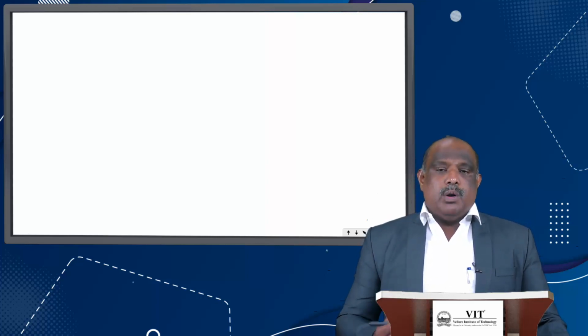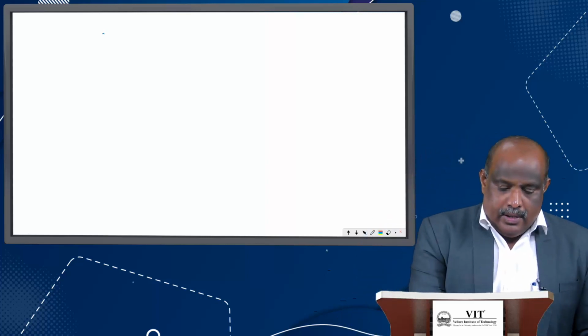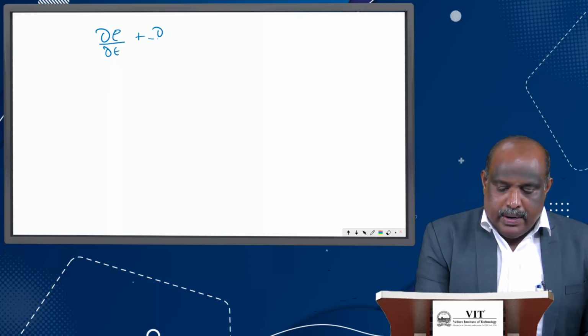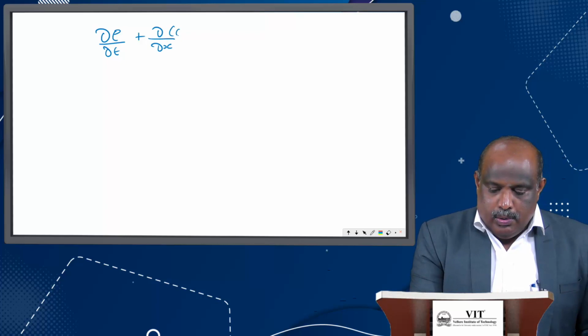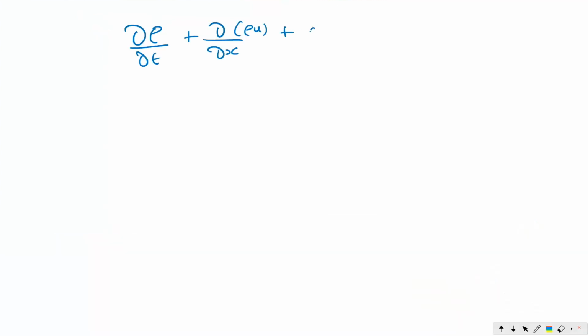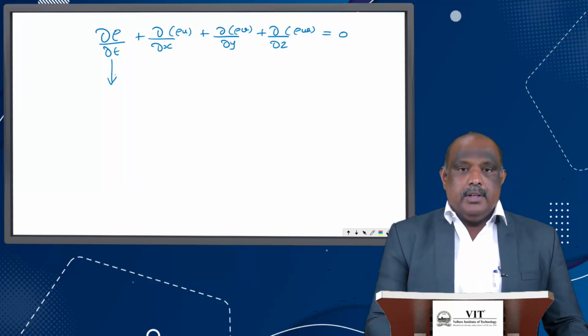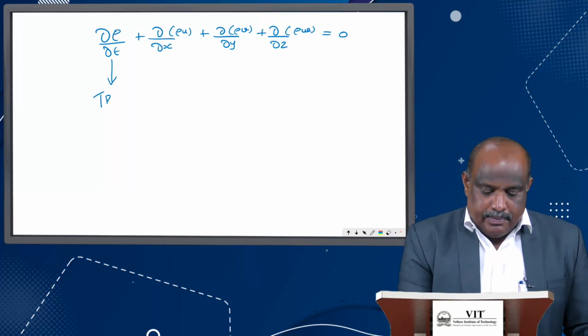Let us now try to explore the continuity equation. ∂ρ/∂t plus ∂/∂x of ρu plus ∂/∂y of ρv plus ∂/∂z of ρw is equal to 0. Here also, what is the first term? Can you tell me? Very good. It is the transient term.